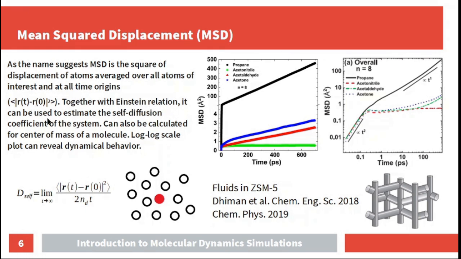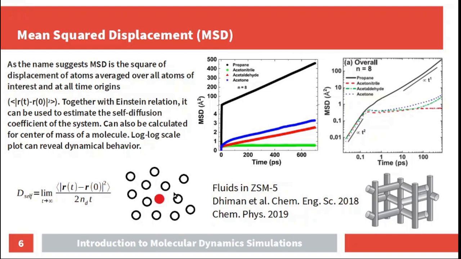Now, together with the Einstein relation, it can be used to estimate the self-diffusion coefficient of the system. The self-diffusion coefficient can be obtained by making use of this equation here. What you do is you find out the mean square displacement, and if you divide that by 2 N_d t, where t is time and N_d is the number of degrees of freedom, or in other words, the number of dimensions your atoms are moving, then it gives you D_self, with the condition that t has to be very, very large.